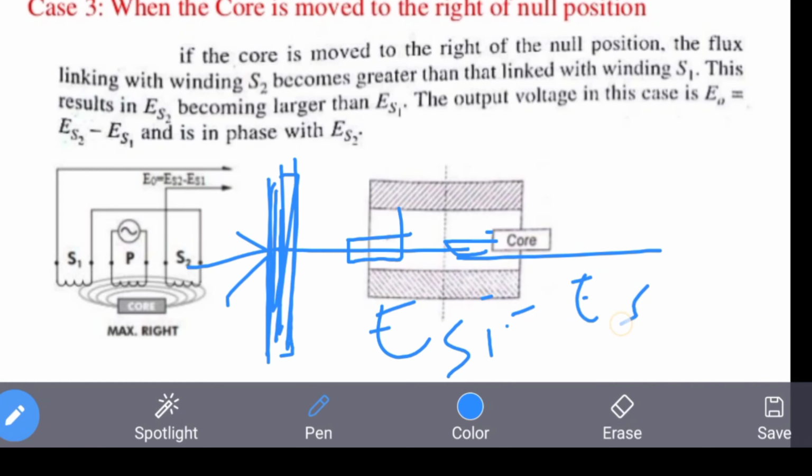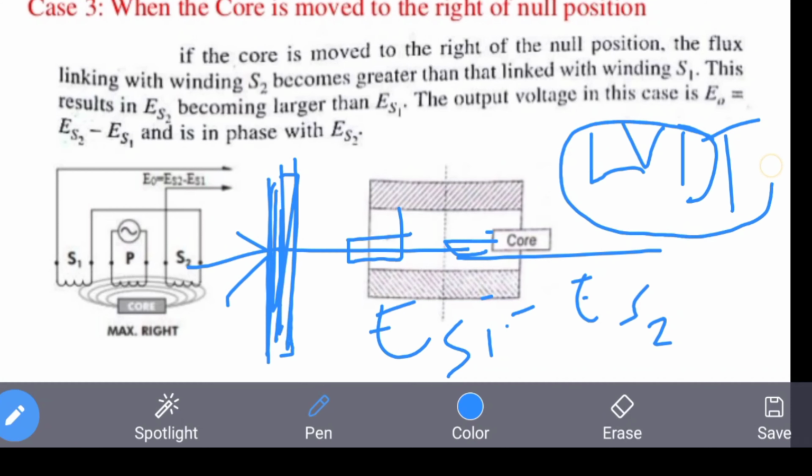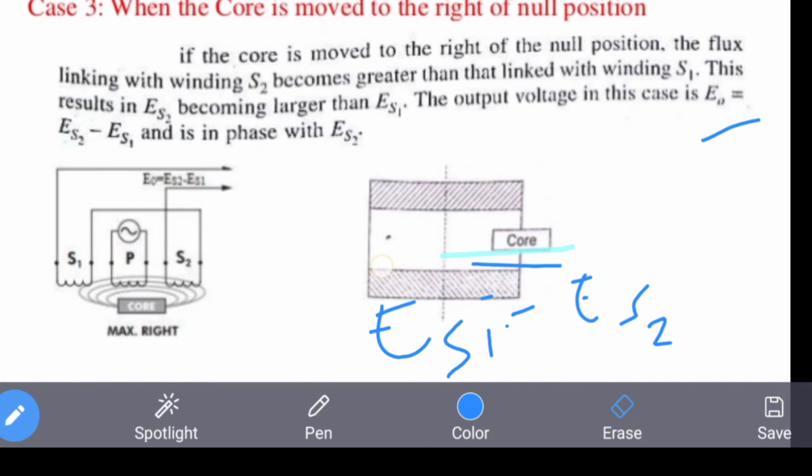Now what is the exact physical diagram? How is the principle of LVDT inside the LVDT? What is there? LVDT stands for, everybody should understand this, linear variable displacement transducer, or linear variable differential transformer also. T for transducer, T for transformer, D for differential or displacement. This is case 3, when the core is moved to the right of the null position. Now we are ready, we go for another case. Do you understand this? I hope you understand the entire class.